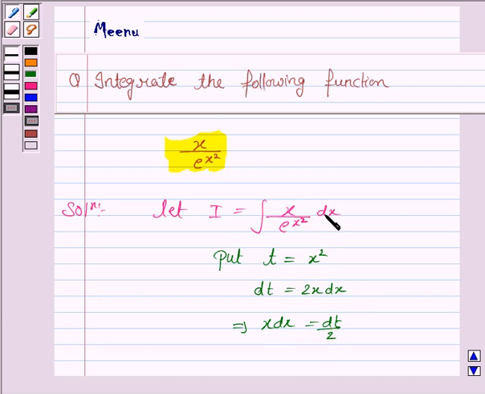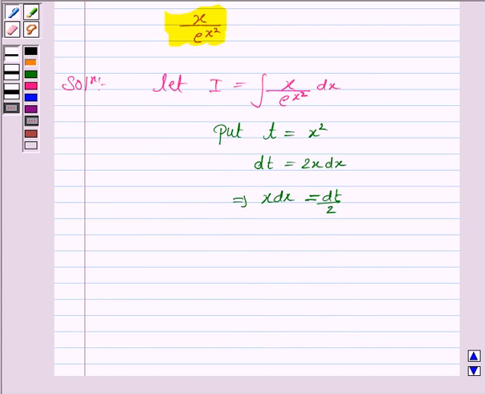Now x dx is dt by 2 and x square is t. So, substituting all these values, the integral becomes 1 upon e to the power t dt by 2, which is again equal to 1 by 2 into integral of e to the power minus t dt.